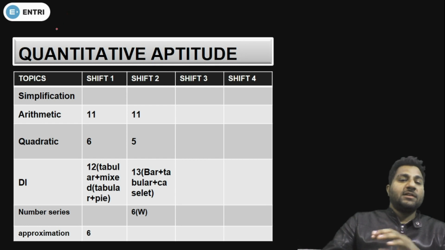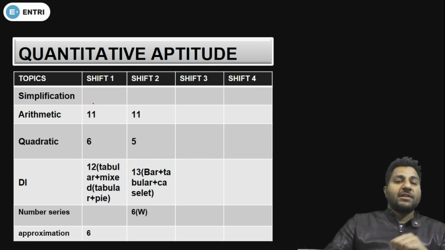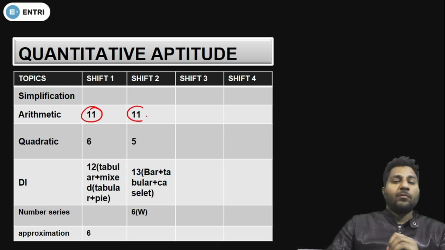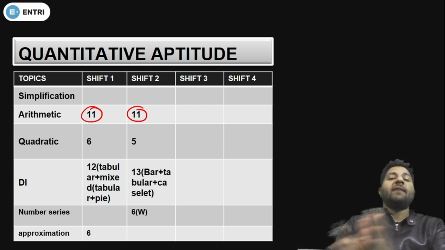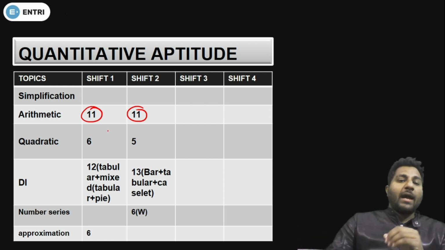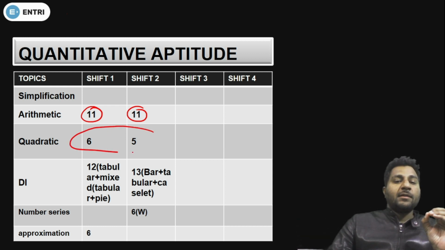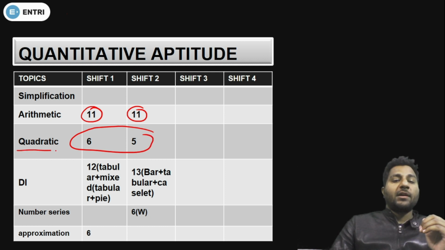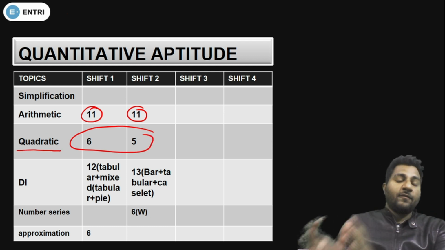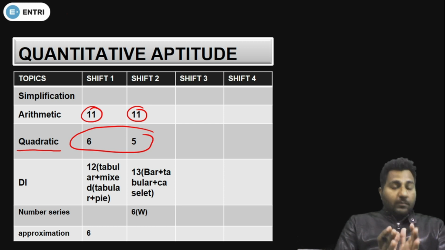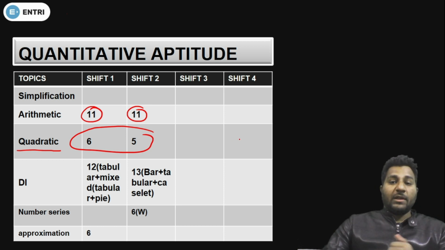As you can clearly see, the quant section is almost predictable. In the arithmetic section, both shifts had 11 questions each, while they maintained the consistency of asking quadratic equations in the first two shifts. So it might be possible that you will not see quadratic equations in the last shift.